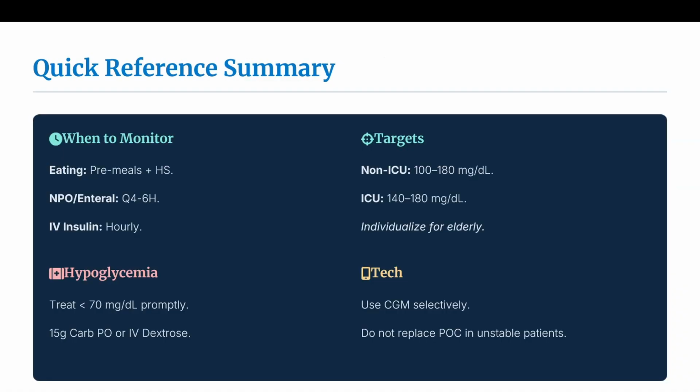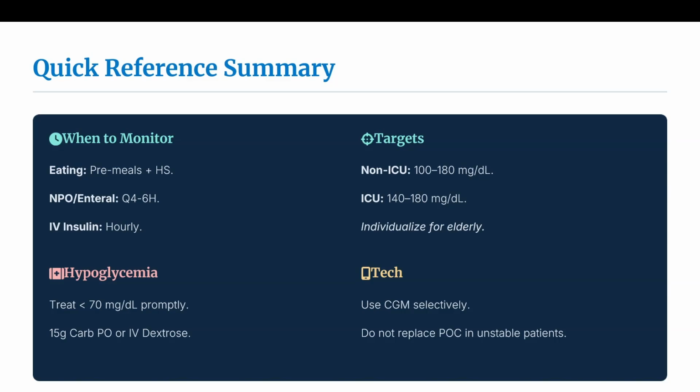This is the last and final slide. Quick reference, the take-home points. When to monitor: if the patient is eating, check pre-meals and HS, that is 10 p.m. If the patient is on NPO or enteral feeding, check every 4 to 6 hours. IV insulin, hourly. Hypoglycemia: treat promptly if less than 70, with 15 grams of carbohydrates orally or IV dextrose.